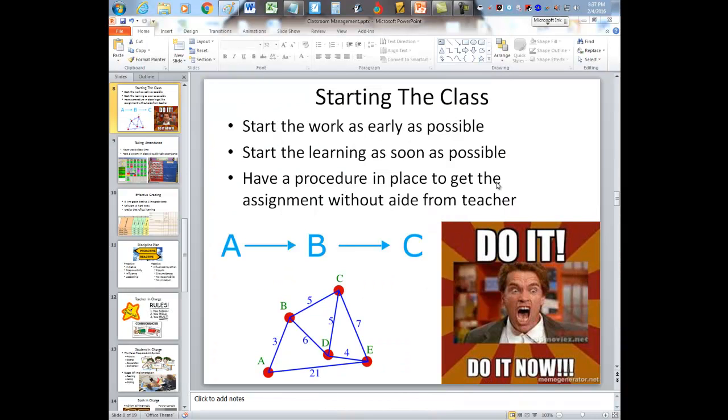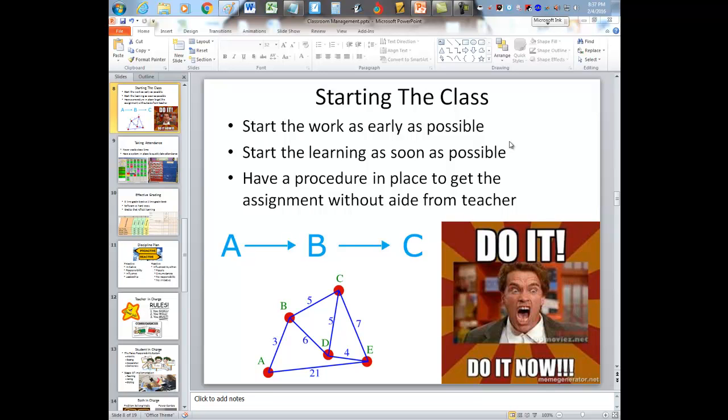Again, we want to do it now so that when we start the class, the students are working before the bell even rings. We want to start the learning process. The second they walk in the door, they're looking at the board thinking, this is what we're doing for the day. Okay, I got to go do this. I'm going to get seated, get my paper and pencil out, and get to work. In order for this to happen, we have to have that procedure ready to go.